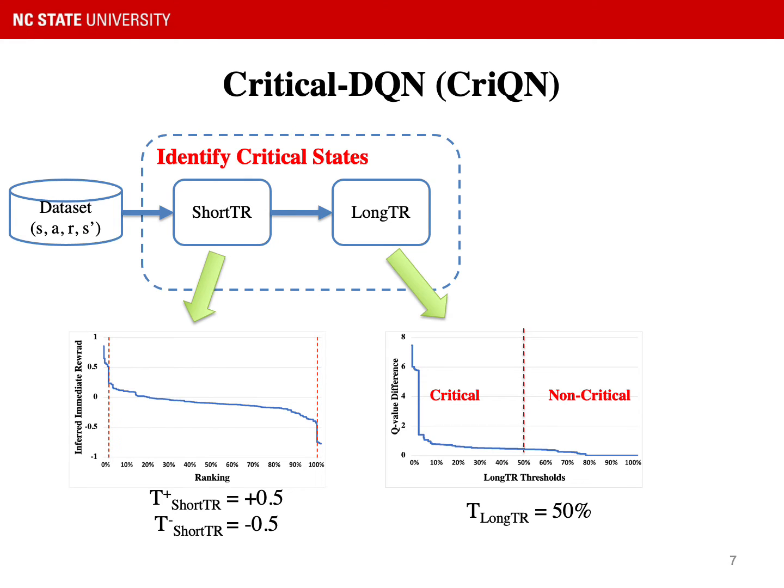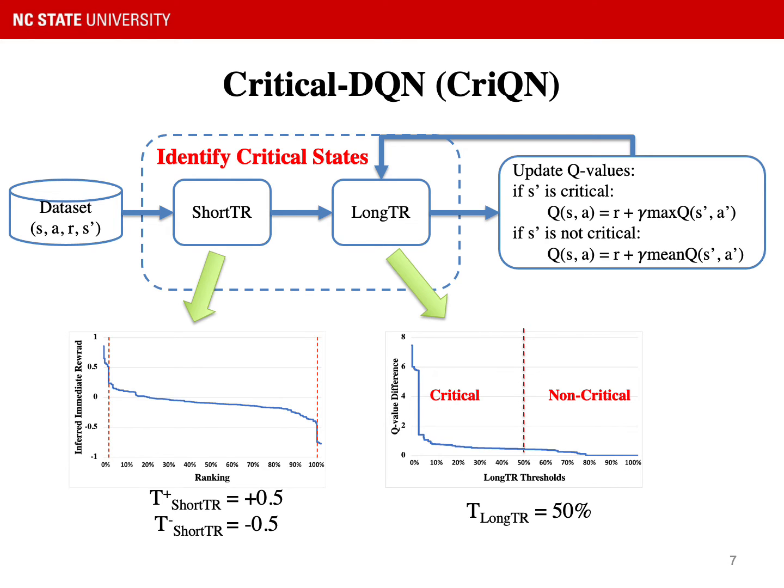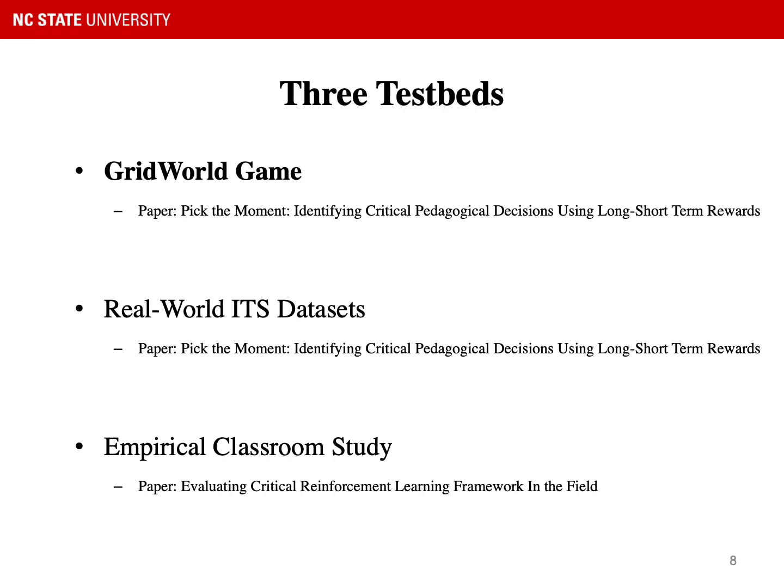Next, we apply the long-term reward to identify critical states. The right chart shows the distribution of the Q-value difference in the training dataset. It is important to note that the distribution is calculated based on the Q-values, and the Q-value is updating iteratively. So our long-term reward threshold is a percentage in the ranking, like 50%, and the states with higher Q-value difference are critical. Finally, we apply the modified Bellman equation to update Q values until convergence.